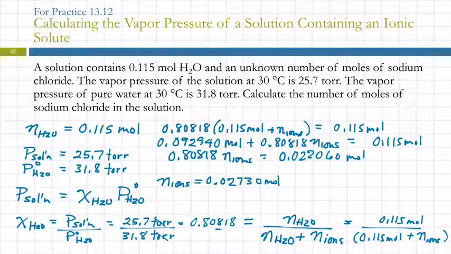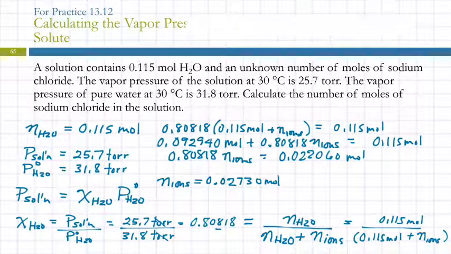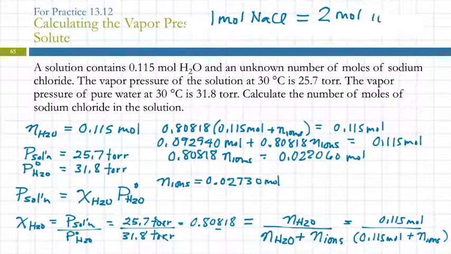Now we need to think about the relationship between the ions and the sodium chloride. Let's make a little space up here. So if I have 1 mole of sodium chloride, and that dissolves into ions, how many moles of ions do I have? 2 moles of ions. So 1 mole of sodium chloride equals 2 moles of ions. I can use this relationship to convert moles of ions into moles of sodium chloride.